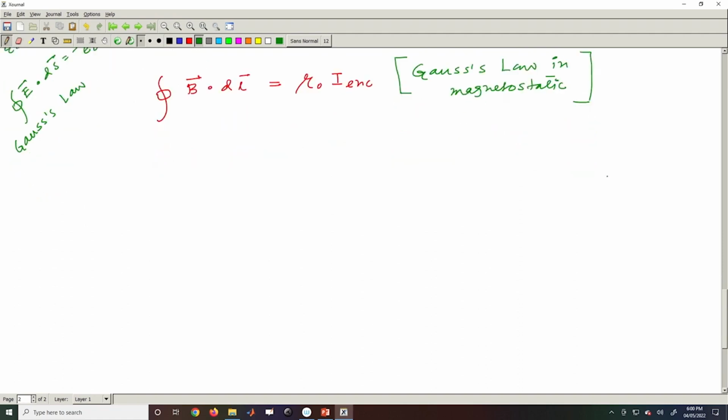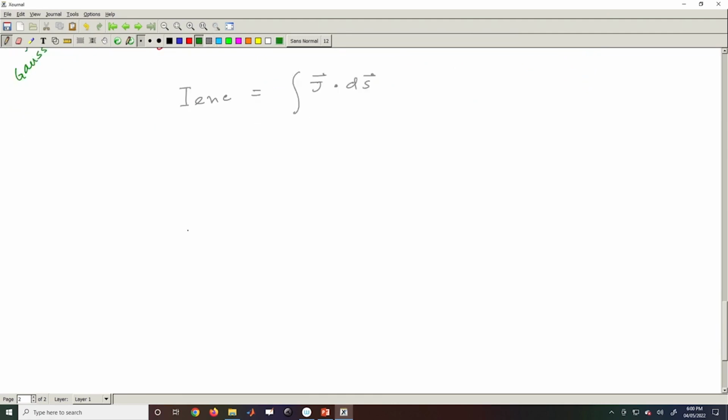Now, what is I enclosed? Let us look carefully at the meaning of this I enclosed. That is the current density. If I have some current density J, then J dot ds. Suppose I have a current carrying wire like this. Suppose this is the wire, I make a cross section of this wire, and this is the axis, of an arbitrary shaped wire.